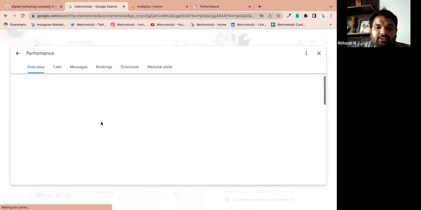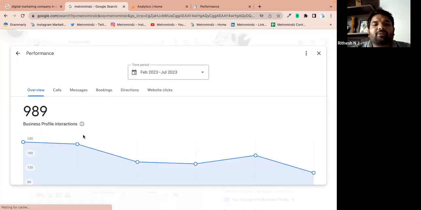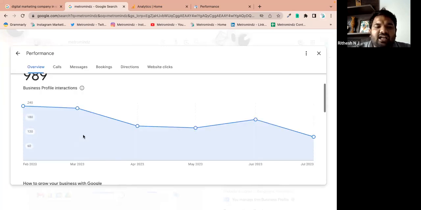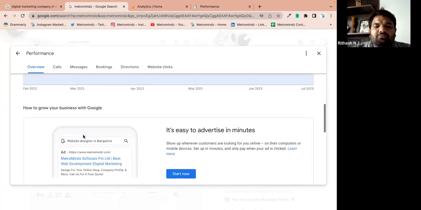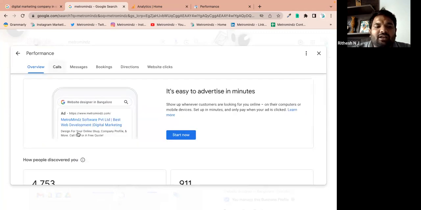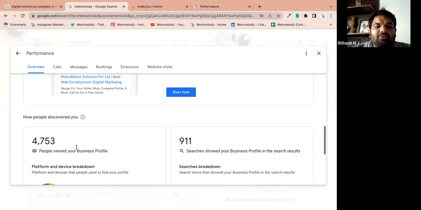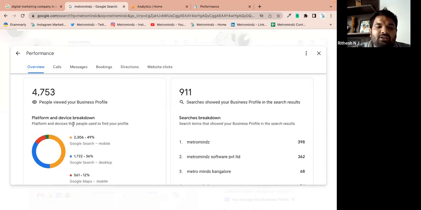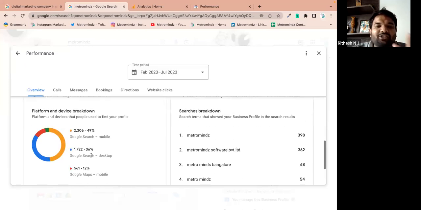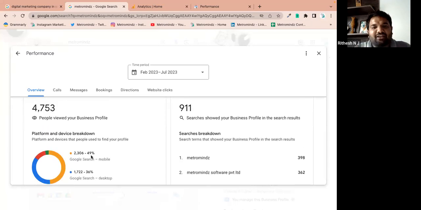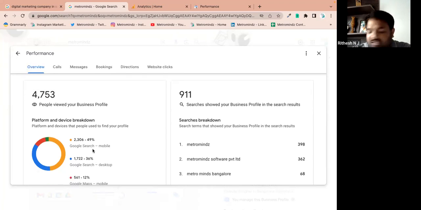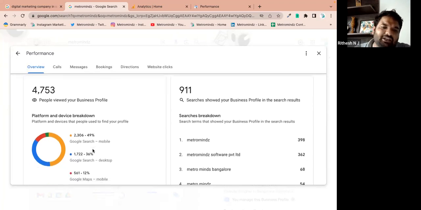It's loading. There may be somewhere around 989 interactions that have happened. And how did they do it? How many of them have searched for us through Google or on desktop? This information we will get. We have seen Google Map on the front side, but from the back end we can understand how many people are searching for us in Google Map and how many in Google searches.